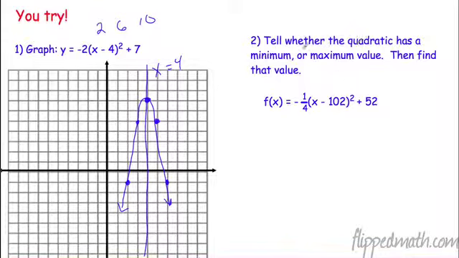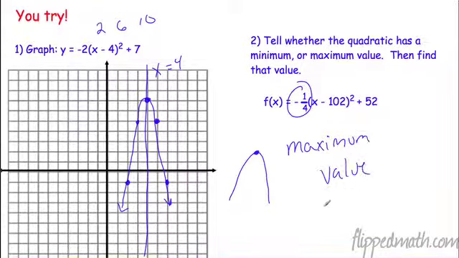Tell whether the quadratic has min or max, then find that value. So we have a negative, right? That means it opens down. So we're going to have a maximum value. And what is that? Well, that's our y value. That's 52. All right. There you have it.